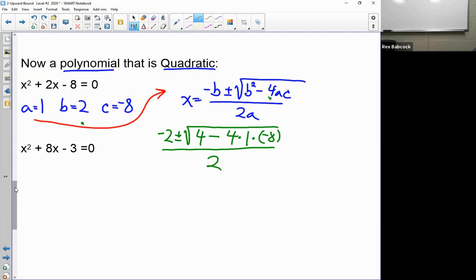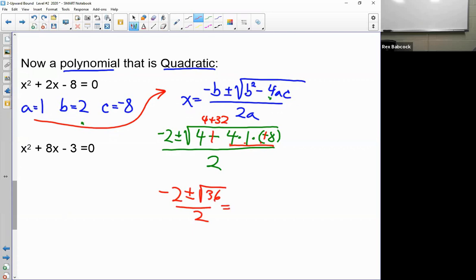So I would start inside the square root, and I would start over here. The very last thing is the first thing you do. 1 times 4 is 4. 4 times 8 is 32. Times negative is a positive 32. So I have 4 plus 32. So -2 plus or minus the square root of 36 over 2.